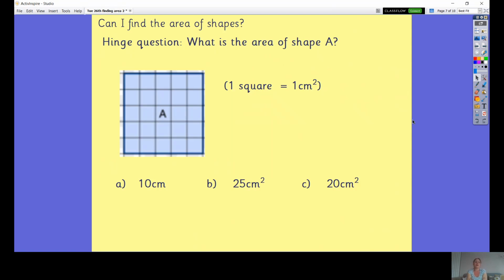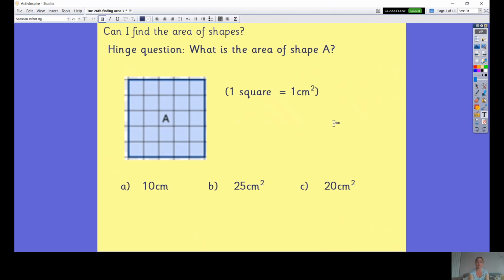Okay, moving on. Can I find the area of shape A? Again, for the purposes of this question, we're going to assume that 1 square is 1 centimetre squared. So I would suggest you use Jack's method and use your times tables. Count how many are in this row, and then times how many squares are in each row by how many rows there are, and then choose your answer from the bottom. If you're not sure, you can just count the squares.